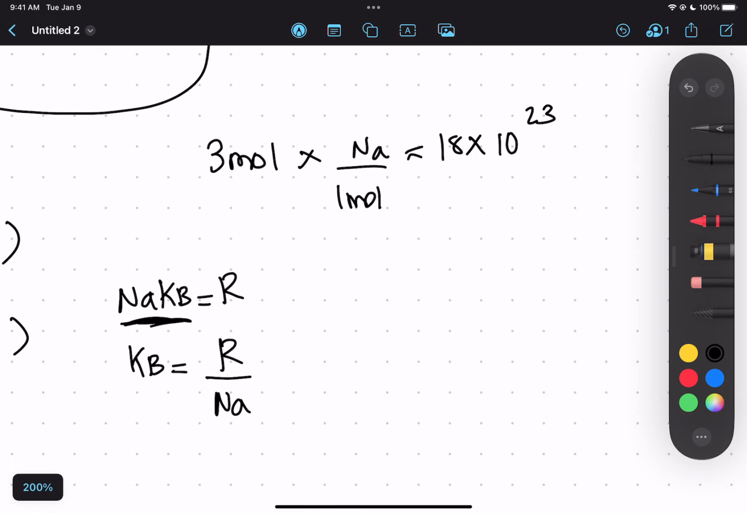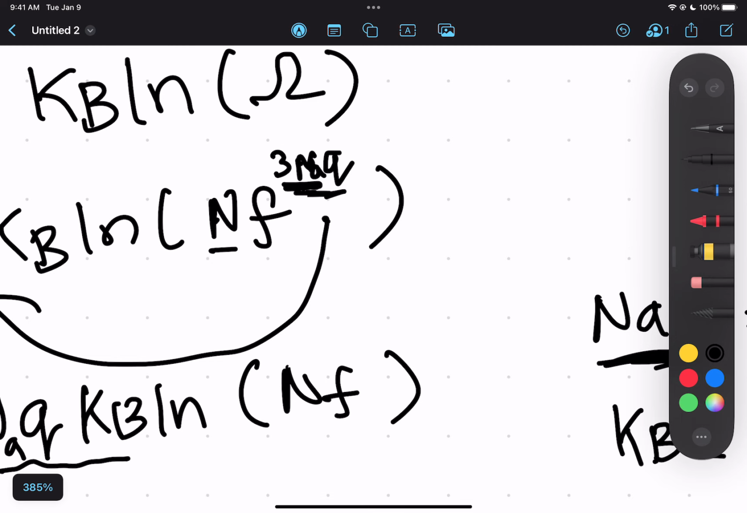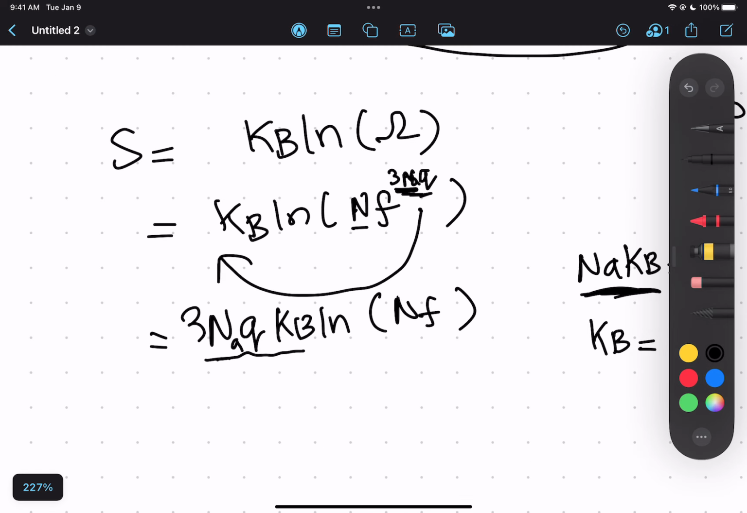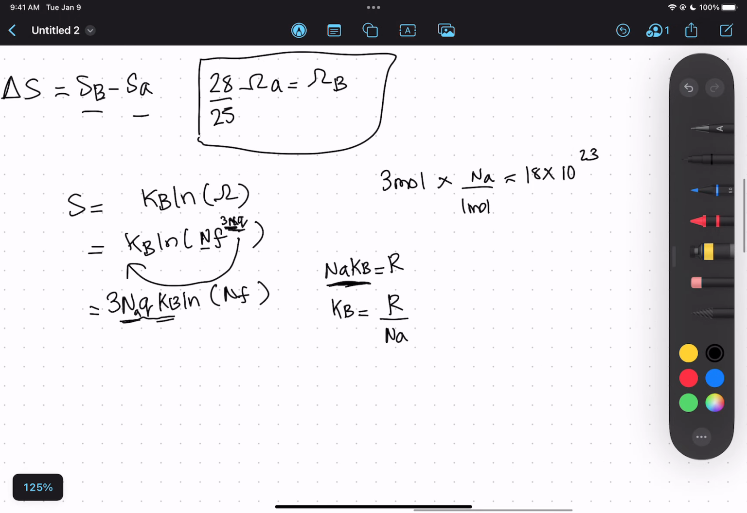Roughly. Now, instead of writing 18 times 10 to the 23rd times the number of energy blocks per molecule, whatever, right? If you just keep it as 3Na, and then pull that 3NaQ on the outside, then this NaKB becomes R once again, like I said, right? And then that just makes things a lot easier. Does that make sense? Yes, no, maybe so.